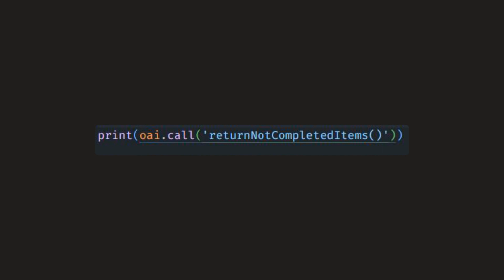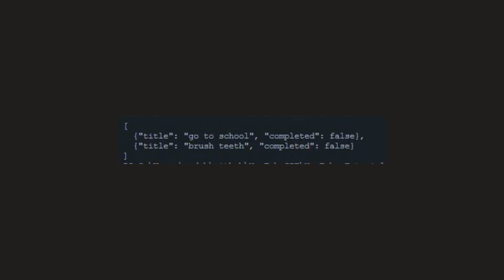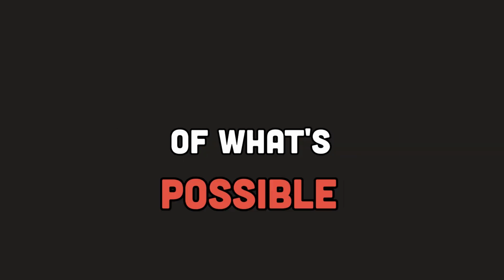To verify ChatGPT is actually interpreting any function name we give to it, we can try a function that should return all non-completed items. The expected output in this case should be go to school and brush teeth, which is exactly what we get.